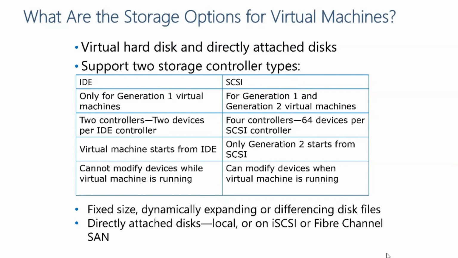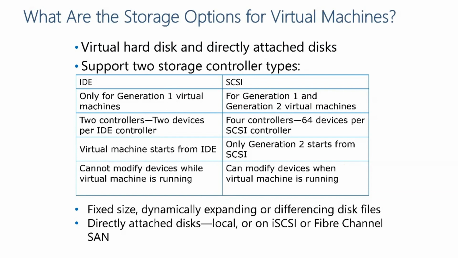These are generation 2. You can have 4 SCSI controllers, 64 devices per SCSI controller. So 64 hard drives times 4 is 256 devices. That makes sense. It's a binary number, so it must be. Generation 2 can boot from them and can modify the devices while the virtual machines are running. That's interesting, isn't it?